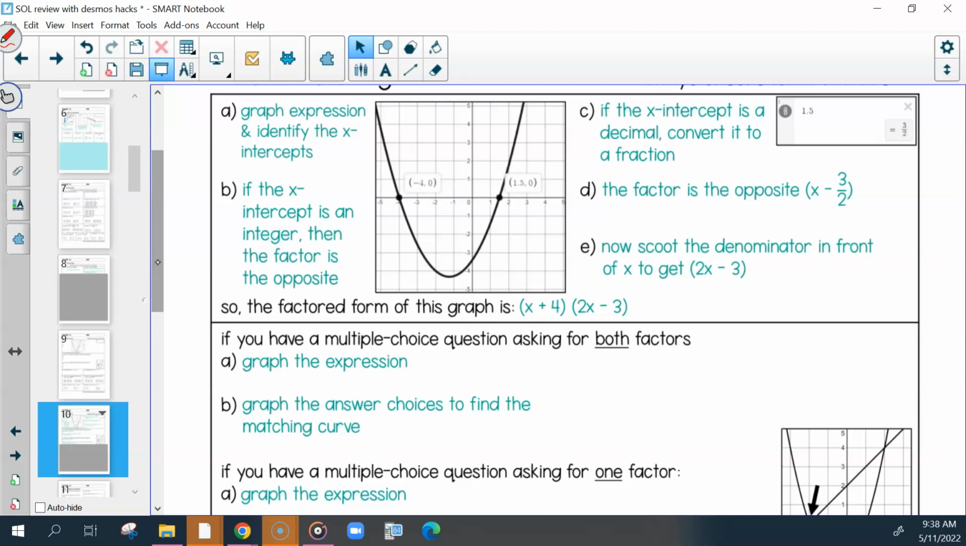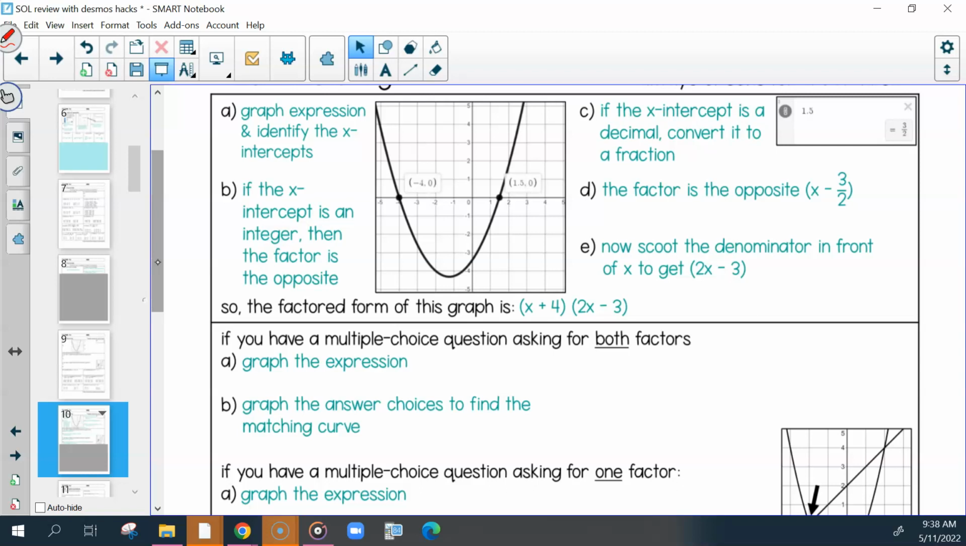So let you write that down. I'm going to start reading this, and then I'll stop and see who still needs this. If you have a multiple choice question asking for both factors, graph it. Graph the answer choices to find the matching curve.